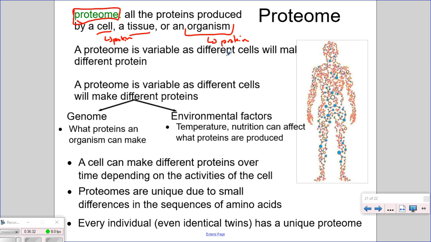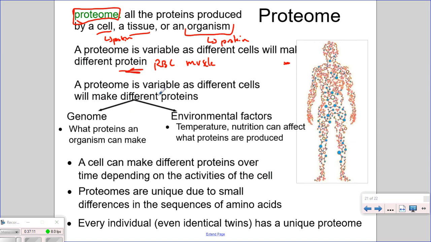So a proteome is variable, remember, as different cells will make different proteins. This is part of cell differentiation. So like a red blood cell will make different proteins compared to a muscle cell. A red blood cell will have hemoglobin in it, whereas muscle cells will not have hemoglobin. Muscle cells will have high levels of actin in them, whereas red blood cells will not have actin within them. So different proteins are made by different cells.